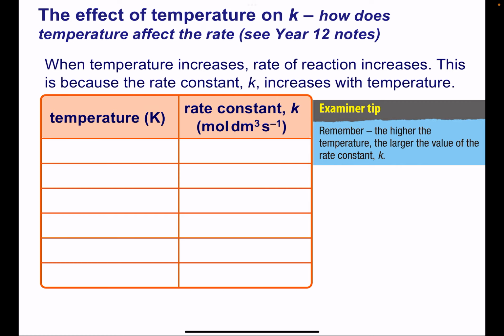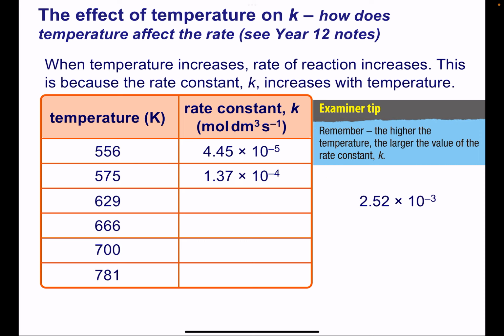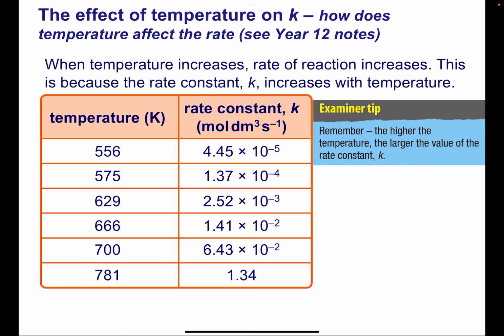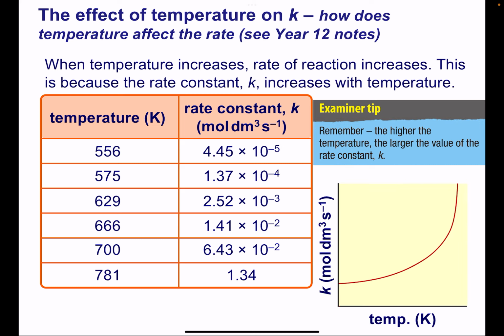Now, what's the relationship then between temperature and rate constant? You don't need to know these figures, but you need to know this graph. You can see from this graph that temperature and rate constant are not directly proportional. If anything, when temperature increases, rate increases by much more than that. And rate constant is dependent on temperature, so rate constant will increase with temperature. That's the key thing: the higher the temperature, the larger the value of the rate constant.